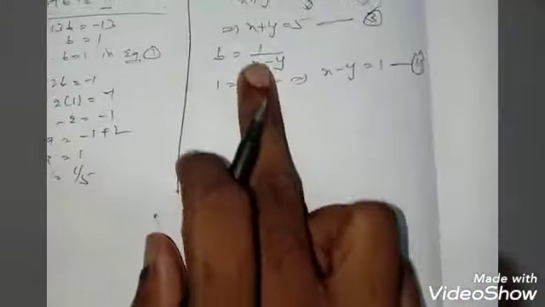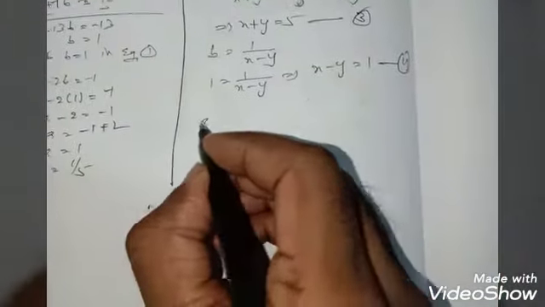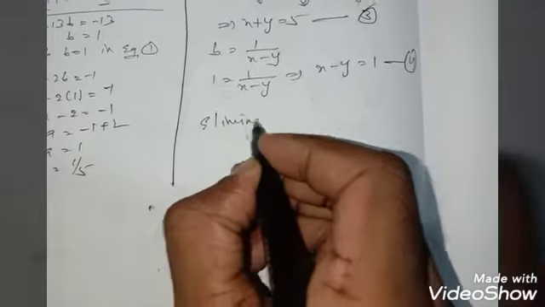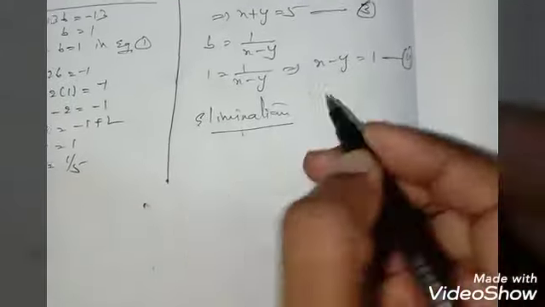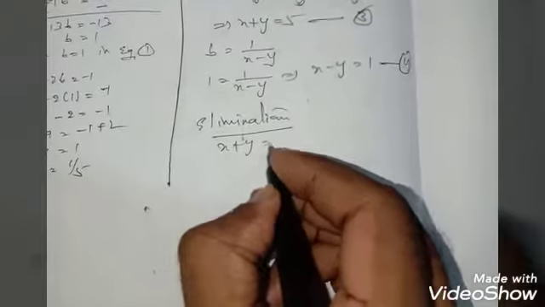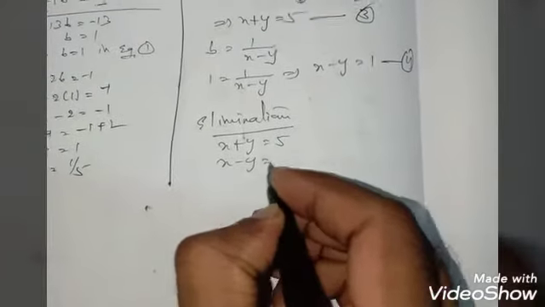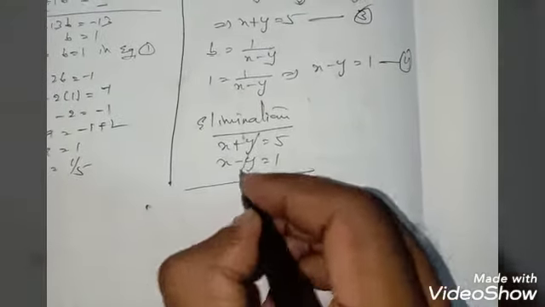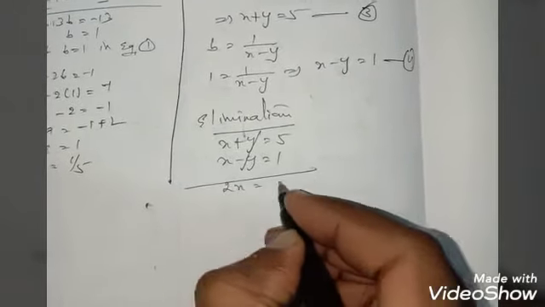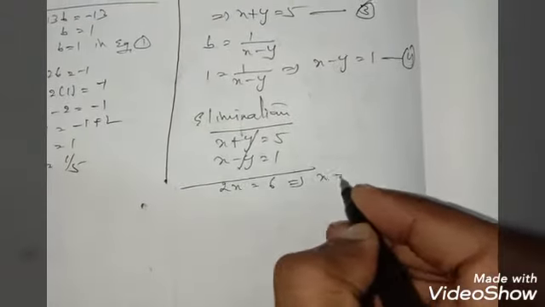So again we have got two equations. Then solve these two equations by any one of the methods. So I am going for the elimination method. Now if I go for the elimination, you will get x plus y is equal to 5, x minus y is equal to 1. If I add, these two variables will be cancelled. Here 2x is equal to 6, x is equal to 3.